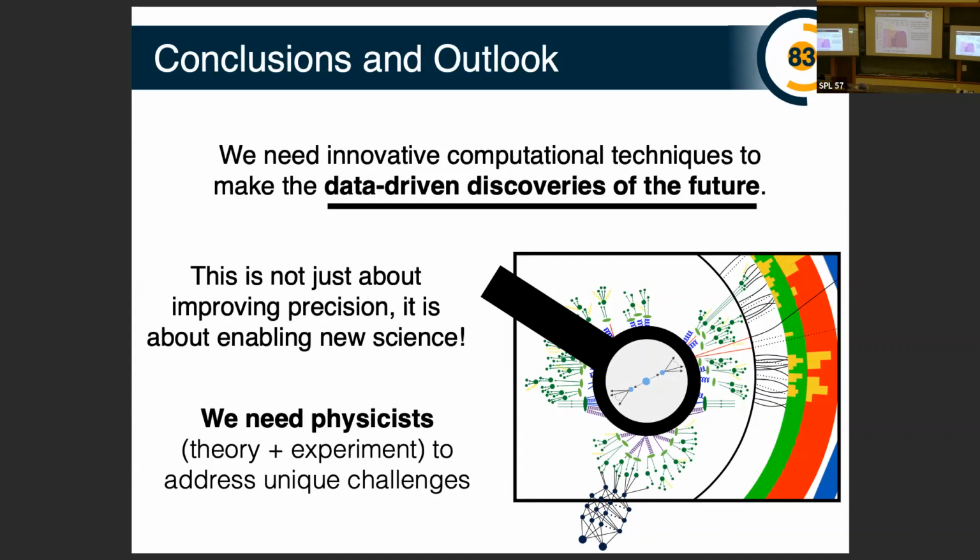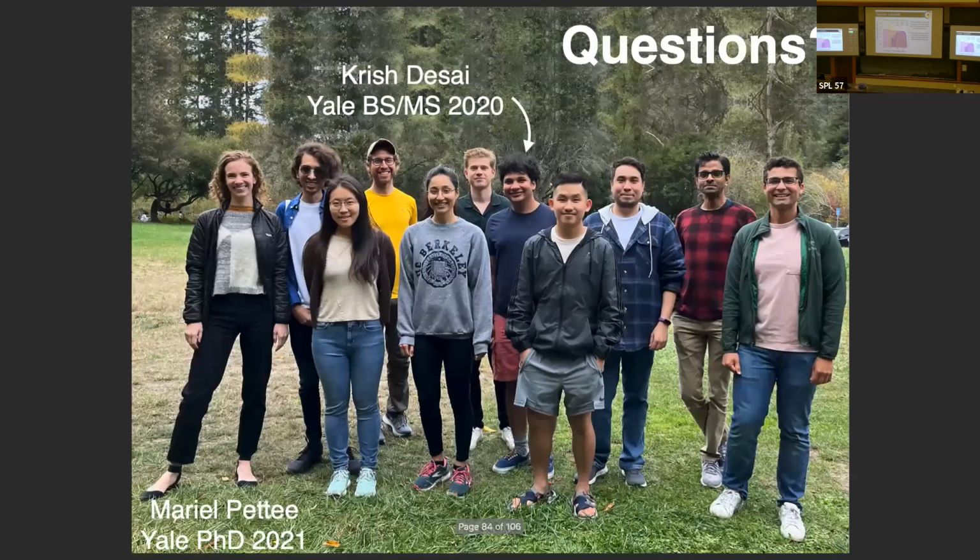We've looked in many places using traditional methods, and we should continue to do so. But it's essential that in order to make the best use of our data, we examine it holistically using these machine learning methods. It's not just about achieving precision and improving what we've done before. We should do that, but this is really enabling new science. And I added in bold here, we need physicists. I'm a physicist doing machine learning, and this is really essential because we have unique challenges that require dedicated and unique solutions. All right, thank you.